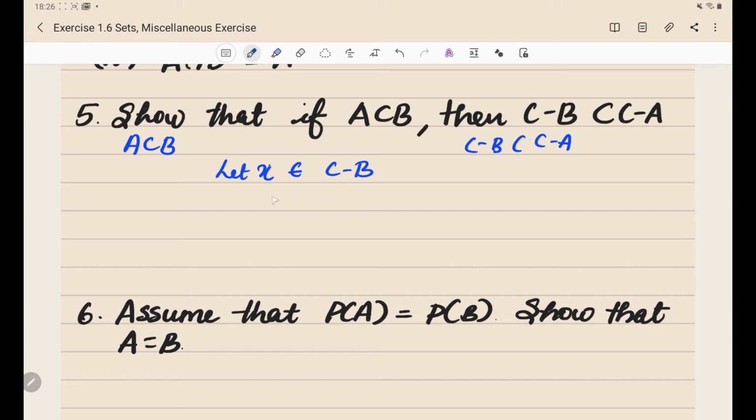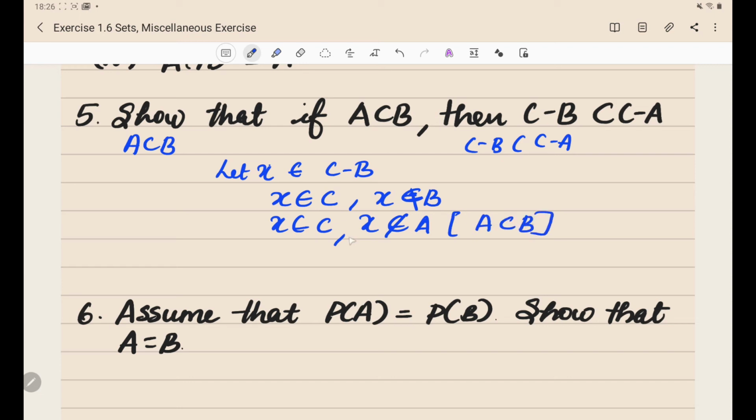Then what does that imply? That is, x belongs to C and x does not belong to B, because it is said that x belongs to C minus B. All the elements of C which are not in B: x belongs to C and x does not belong to B. You can write this statement again as x belongs to C and x does not belong to A. Sorry, it is x does not belong to A. You can replace B with A. How? Because it is already said that A is a subset of B. So you can also write this as x does not belong to A also.